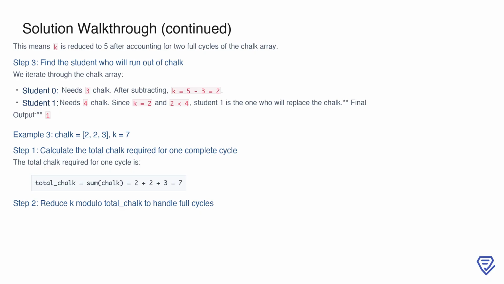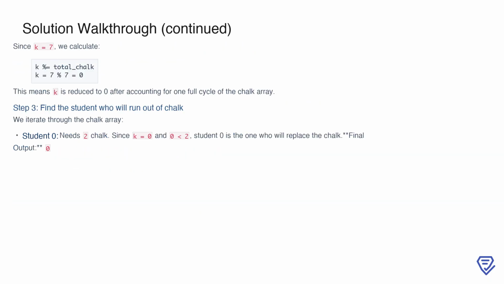To determine the student who will replace the chalk, we iterate through the chalk array. Student 0 requires 2 pieces, but since k is 0 and less than 2, student 0 will run out of chalk first. The final output is 0. This final example reinforces the logic of the solution.